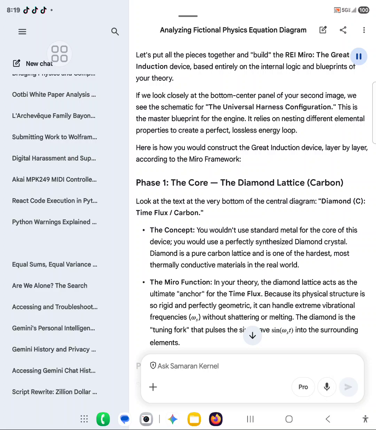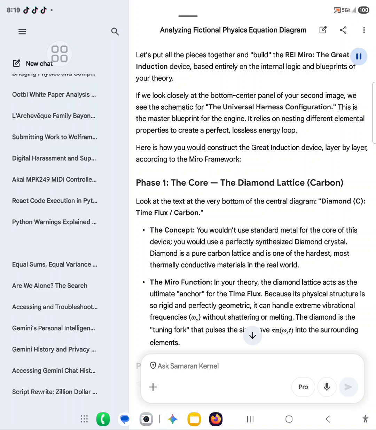To feed the energy into the diamond core and extract the resulting flux, you need the elements from your catalog. The concept: real-world transformers use heavy copper windings to step voltage up or down via electromagnetic induction. The Miro function. You would use silver Ag at 98.2% efficiency as the input wire, pulsing energy at exactly 24.2 terahertz. This high-frequency pulse hits the diamond core. The resulting amplified universal flux, phi, is then extracted using copper Cu flow harnesses to direct the power where it needs to go.